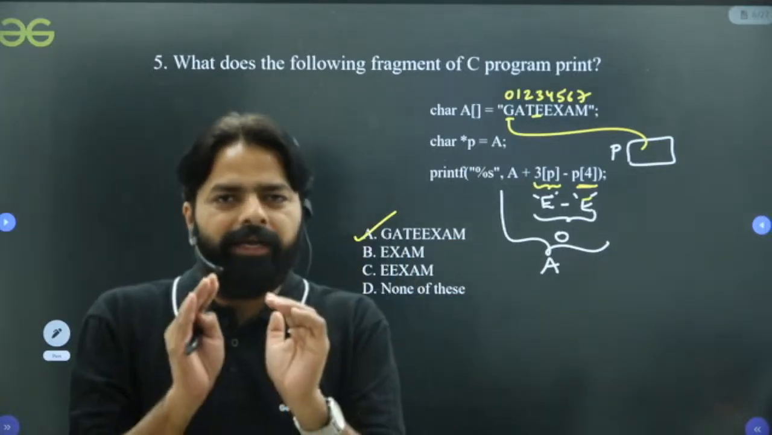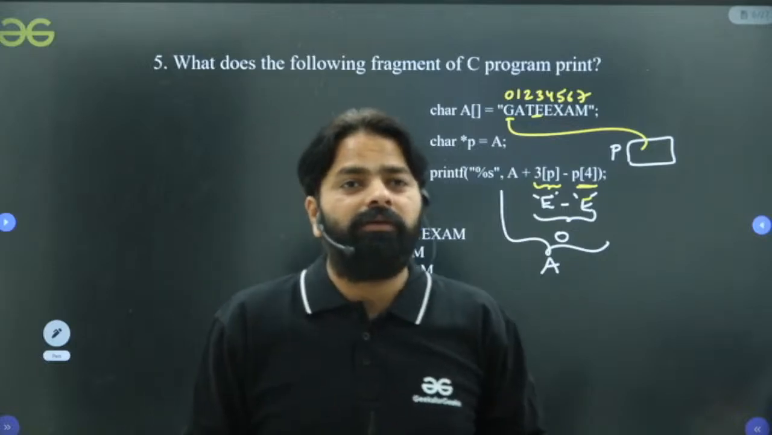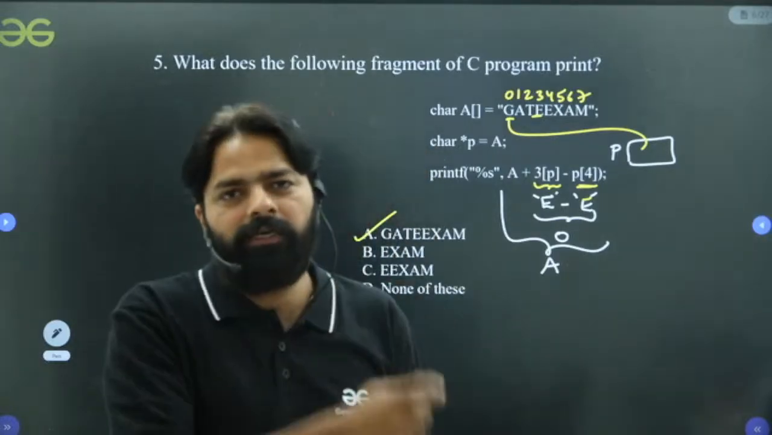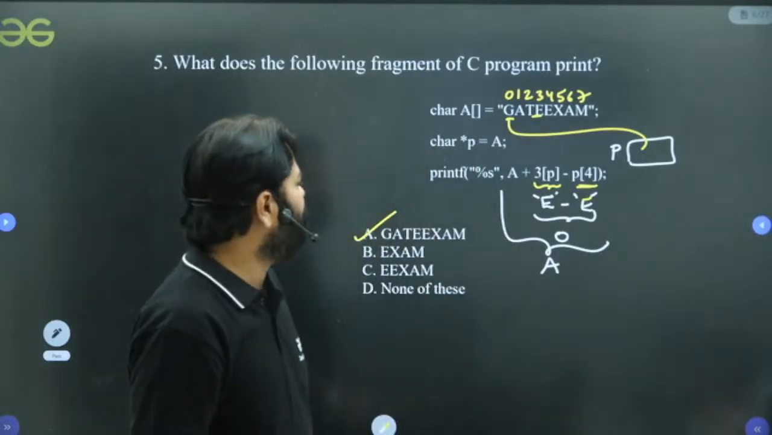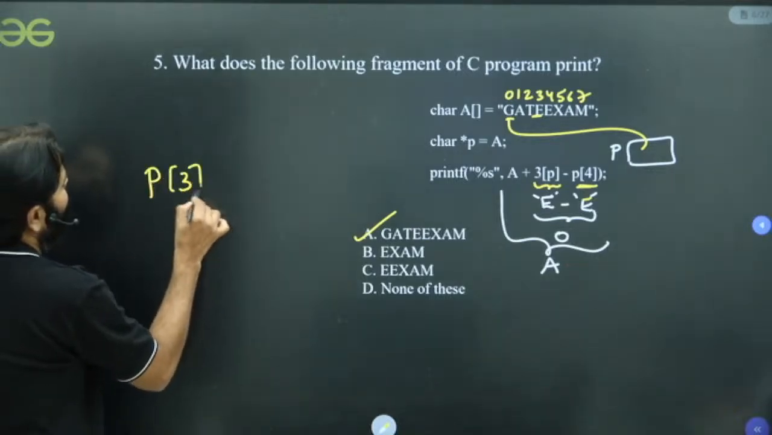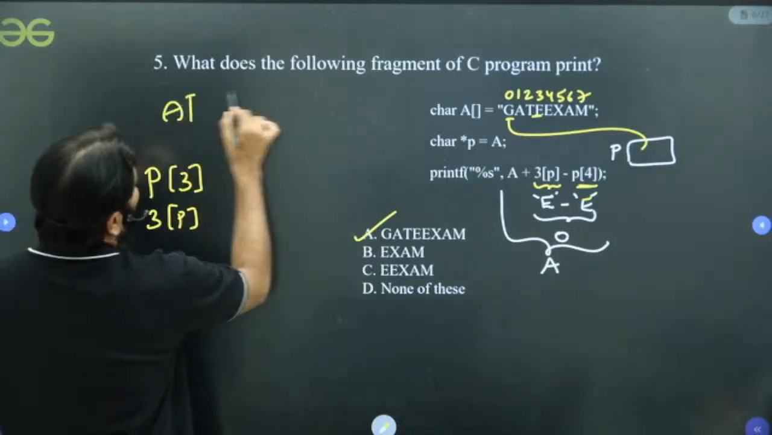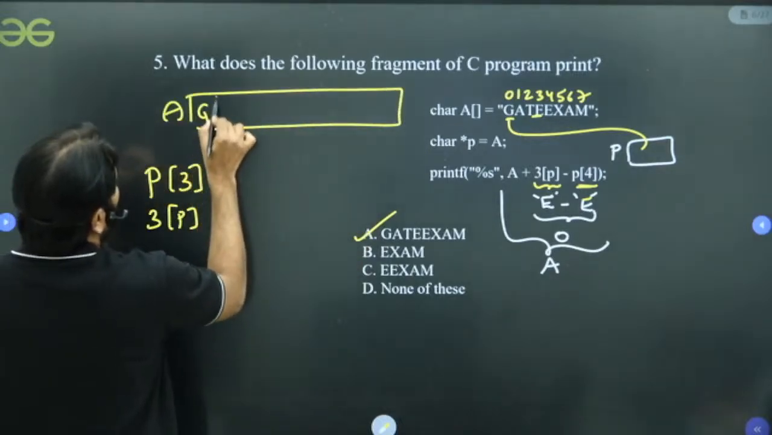Of course you are right. You should follow left to right. But overall, will the answer change? When it does not change, then it is fine. How did E come here? P of 3 is same as 3 of P now. If you are not able to understand what we are doing at all, then what will you do in the exam?